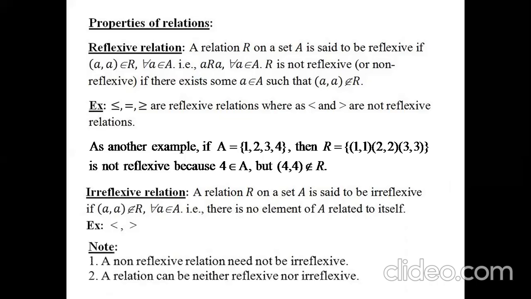We'll note the following points. A non-reflexive relation need not be irreflexive. So non-reflexive and irreflexive are totally different. When we say non-reflexive, it need not be irreflexive. For irreflexive, for every element a belonging to the set A, the ordered pair (a, a) should not belong to the relation R. Whereas for not reflexive, if any one element's pair does not belong to the relation R, we say it is not reflexive. Second point, a relation can be neither reflexive nor irreflexive.